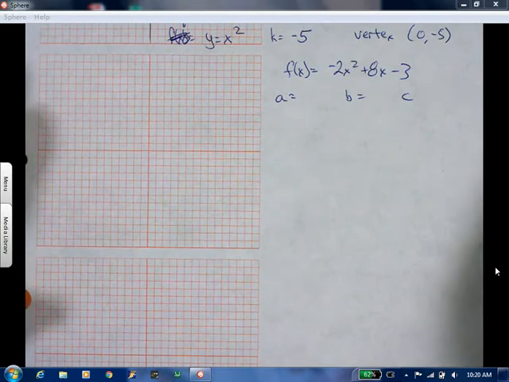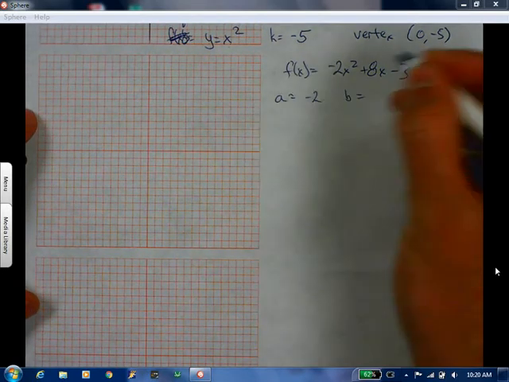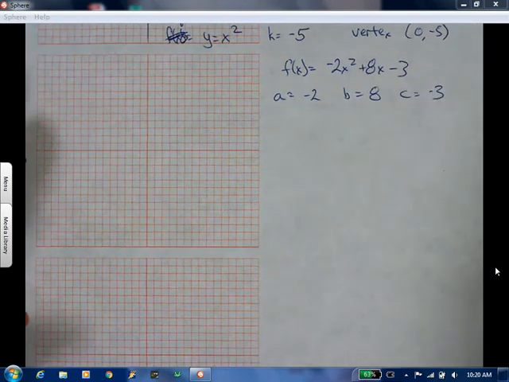So A, B, and C, what's A? B? C? What's going to be the y-intercept? Negative 3.